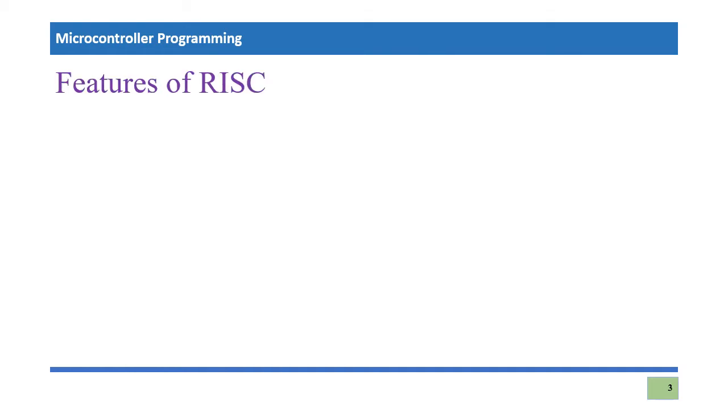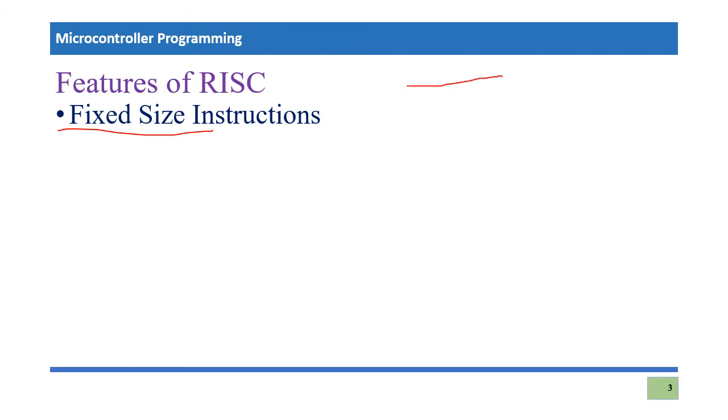Okay, let's talk about the bright features of RISC architecture. So the very first feature is fixed size instruction set, right? All the instructions which are used in RISC architecture have a fixed size. So what is the advantage of having fixed size instructions? Fixed size instructions are very important because if your instruction is not fixed, then that means, for example, if your instruction is 8-bit long, the other instruction is 16-bit long, another instruction is 10-bit long.